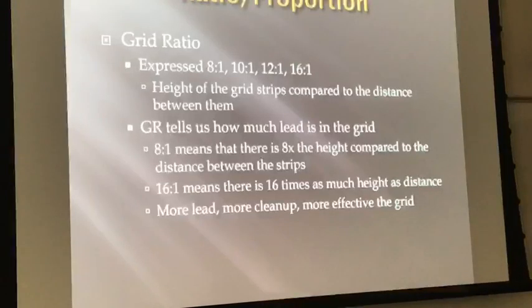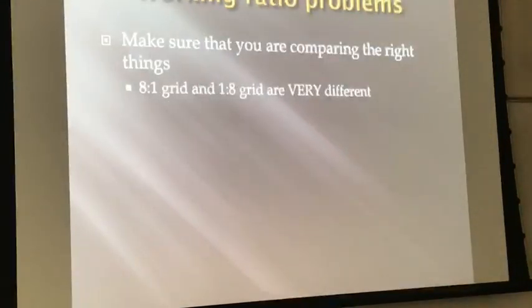In the second example, what changed? Another grid characteristic changed by narrowing that grid strip. What would that be? Not grid ratio, but grid oftenness, grid frequency. There you go. Grid frequency increased. By increasing the height of the strips, nothing changed in grid frequency, but by narrowing that grid strip, we increased grid frequency. All right, so make sure you're comparing the right things. 8:1 and 1:8 grid are very different things.